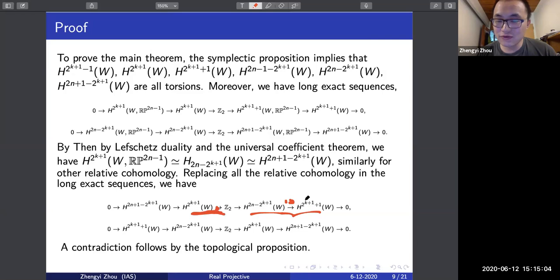Notice that these two groups are torsions. That means they are finite abelian groups of the same size. And from the second row, we know that this map is again surjective. So we know that the middle one is twice the size of the first one. They are all torsion, but they are the same group as the previous isomorphic groups. So we get a contradiction. That proves the symplectic proposition.